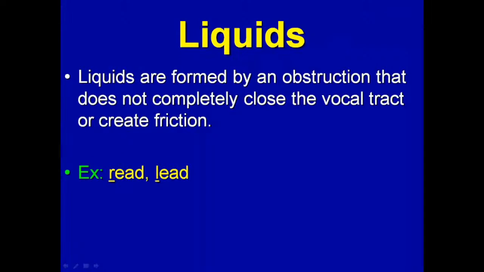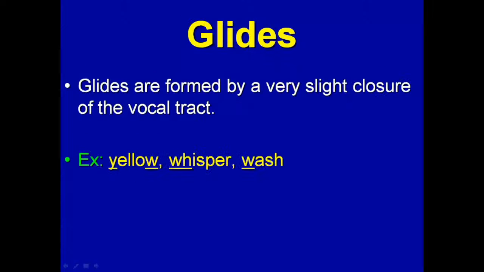Okay? Liquids. Liquids are formed by an obstruction that does not completely close the vocal tract or create friction. This is the case of r in reed and l in lead. Okay? Glides. Glides are formed by a very slight closure of the vocal tract. For example, y and w in the word yellow, and whisper, wash.